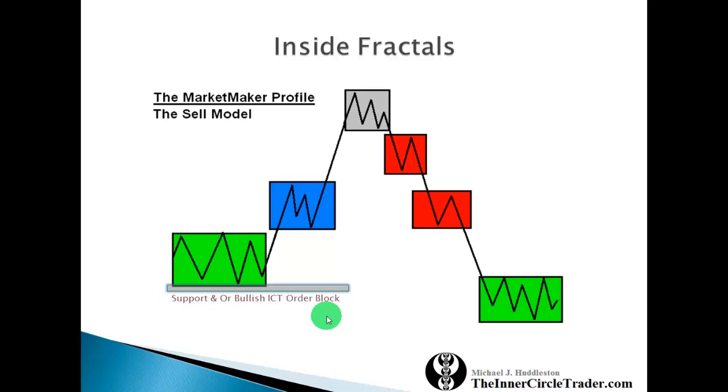So at a support level or an ICT bullish order block, if we see consolidation and a rejection of that area moving up into an area of anticipated resistance, and again, that resistance can come in the form of horizontal support and resistance, an old low, an old high, and or a bearish ICT order block. Okay, and if you don't know what an ICT order block is, you don't have any business watching this video series. You need to go back to the Sniper series and Precision Trading Concepts.